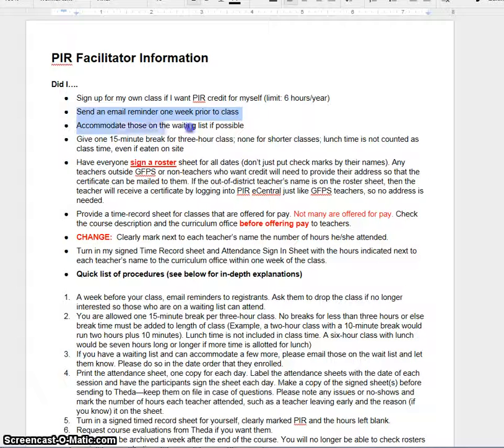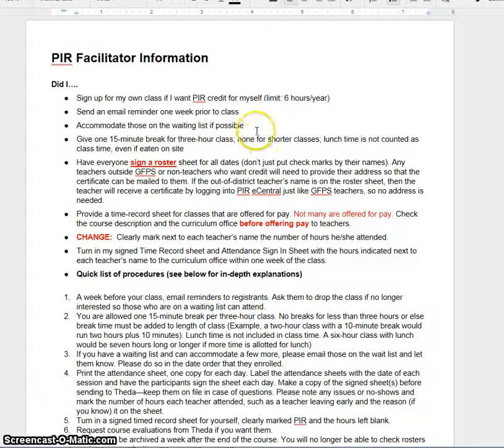Make sure you send an email reminder one week prior to class. For those of you in the summertime, it's probably good practice to send a couple of reminders, only because, as we know, people may not be checking their emails every day. They might be on vacation. So I would even recommend sending one a couple of weeks ahead of time and then an additional reminder the week before, only because we know things can happen. People forget they've signed up for things, so it's important that they have a couple of opportunities to remember that they have something coming up.